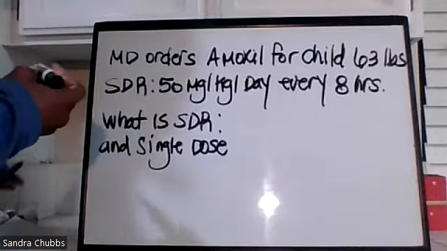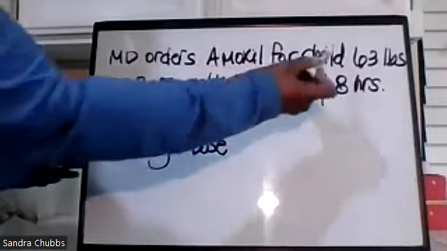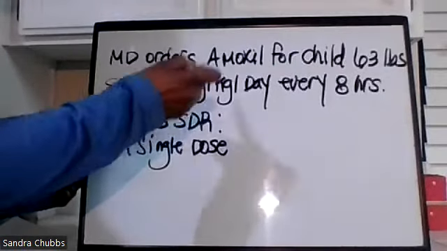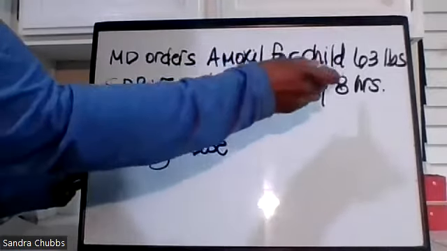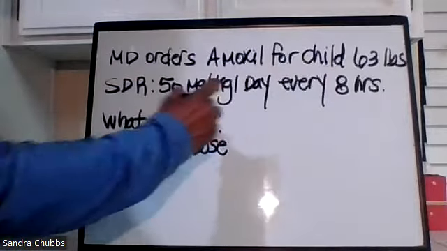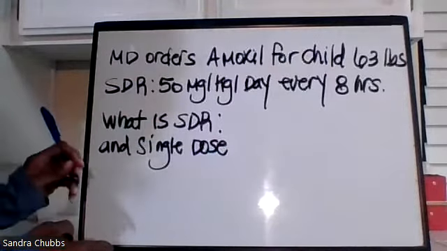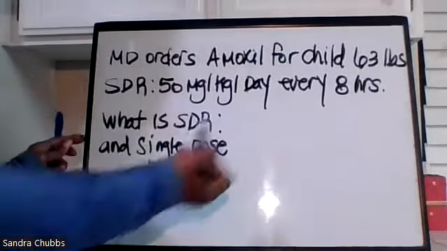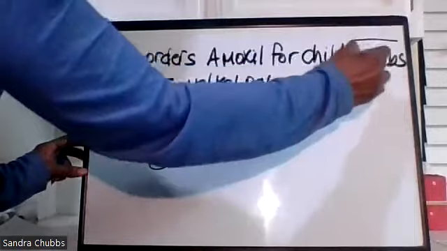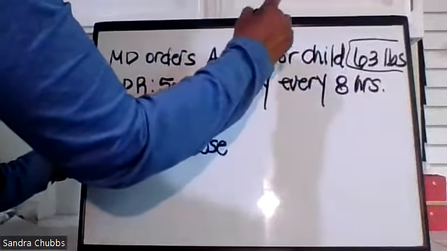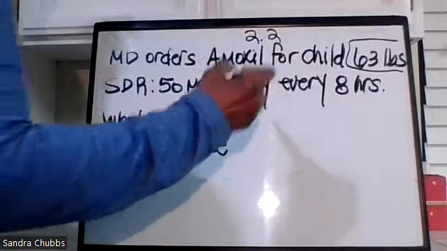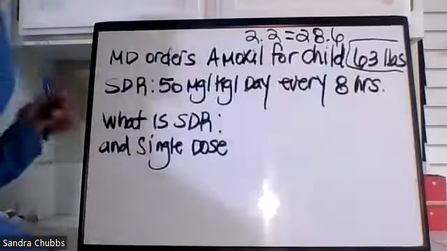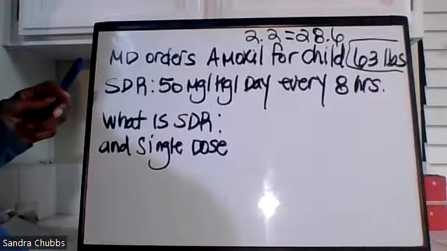Right, here's our next problem. The doctor orders amoxil for a child that weighs 63 pounds. The safe dosage range is 50 milligrams per kilogram per day every 8 hours. So we're asking, what is the safe dosage range and what is the single dose? Okay, so step 1, we have to convert these pounds to kilograms. We divide by 2.2, and that gives us 28.6 as the weight in kilograms.